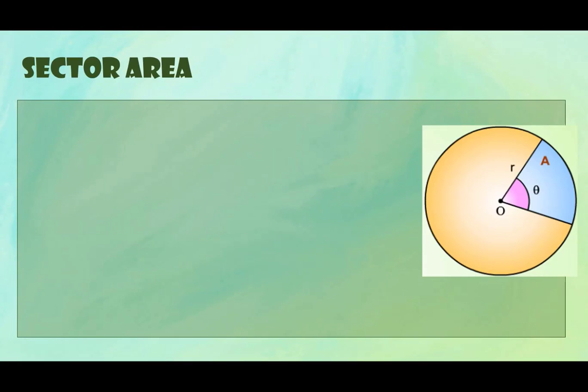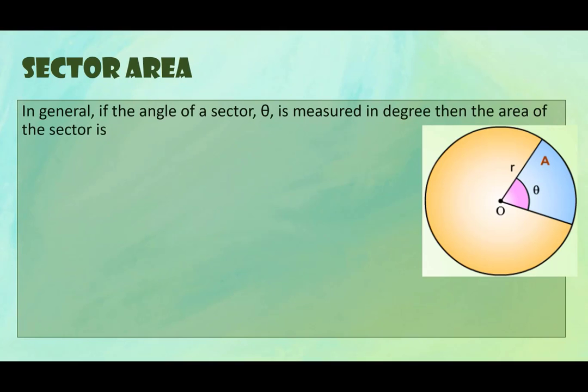Okay, so the last thing I want to talk about is sector area. And in general, if the angle of a sector theta is measured in degrees, then the area of the sector is A is equal to pi r squared theta over 360. Okay, and I know this is a little bit of a mouthful, but if you look at what the area of a circle is, pi r squared, right? What we're really doing is just dividing it by the sector of the circle that we're looking at. So here's our pi r squared, and then we have whatever our angle measure is over the total of 360.